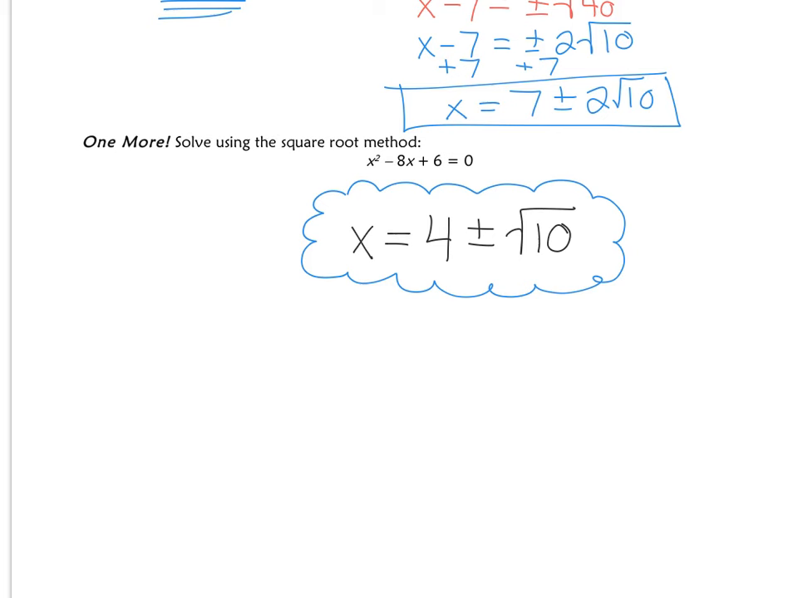If you didn't get this last example right on your own, please make sure that you ask your teacher in class tomorrow so that you figure out how to do it.